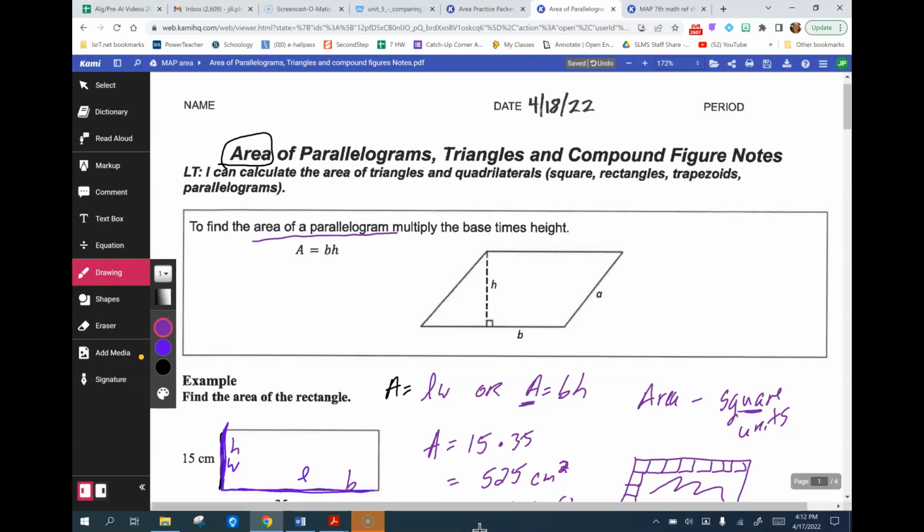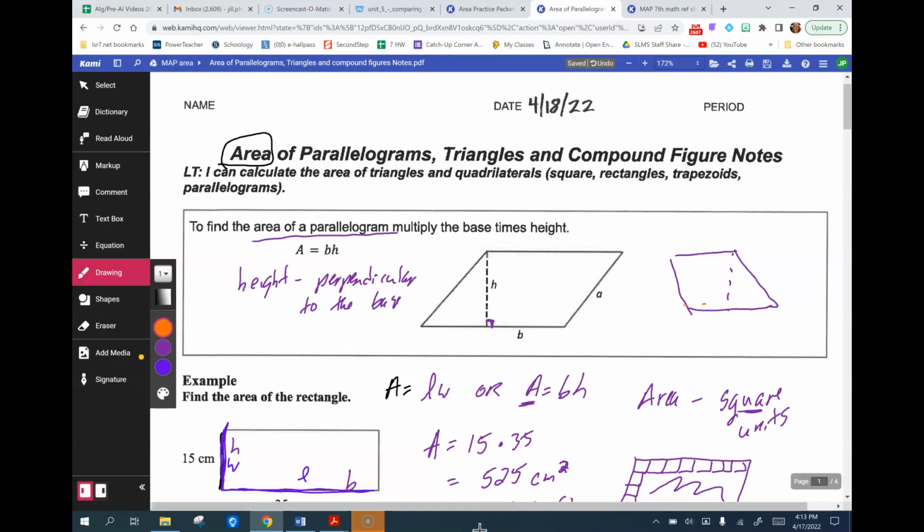But what you need to understand is the height has to be what we call perpendicular. See this little box down here? Height is perpendicular to the base. I could have also drawn the height, so let's redraw this parallelogram if we wanted to. I could have drawn it like this. Not such a great drawing. But my height can be this way. So I can also draw height.